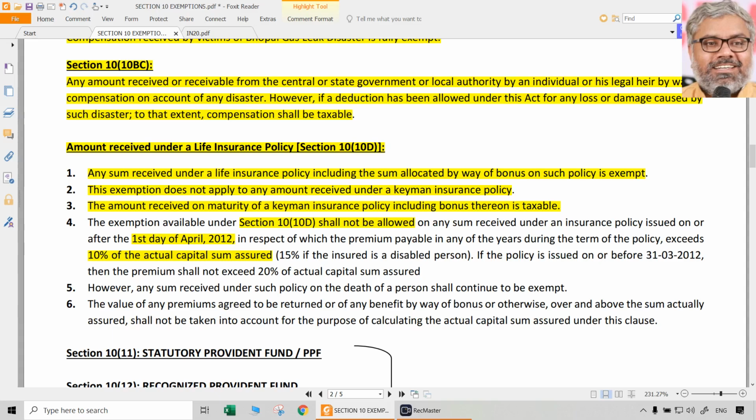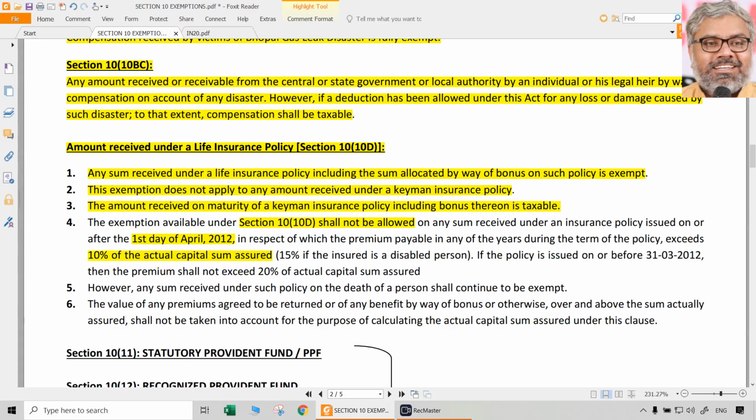Let us say the policy is taken for 1 lakh rupees, and the premium paid is 15,000 rupees per annum. No exemption is allowed when such policy matures. Of course, no deduction is also allowed under 80C for such payment of premium. That can be looked at later. So these two are linked with each other, 10(10D) and 80C. Both are completely different contexts, but the conditions are the same.